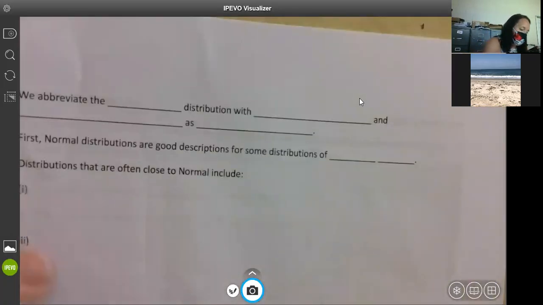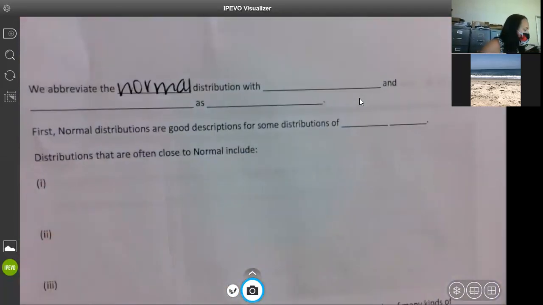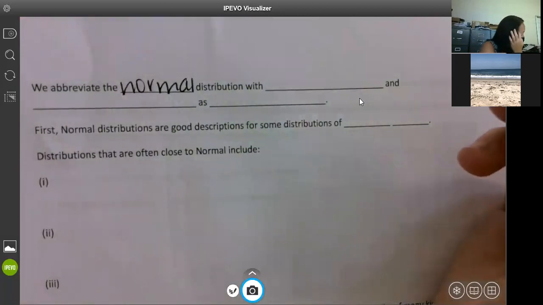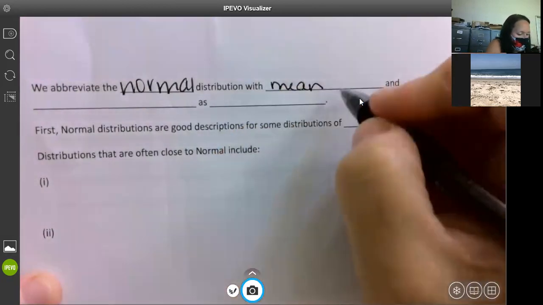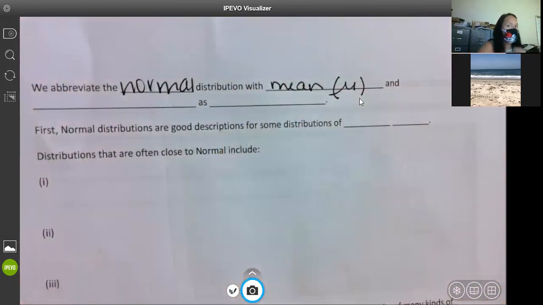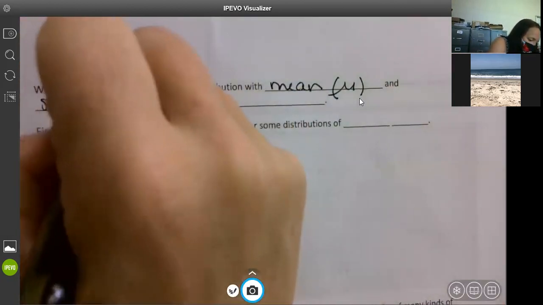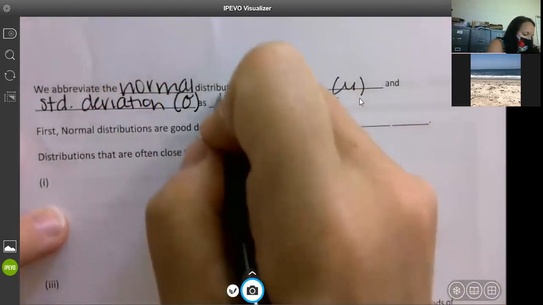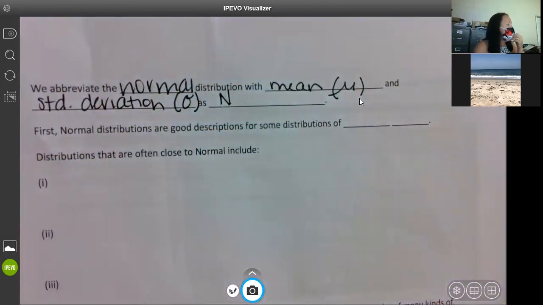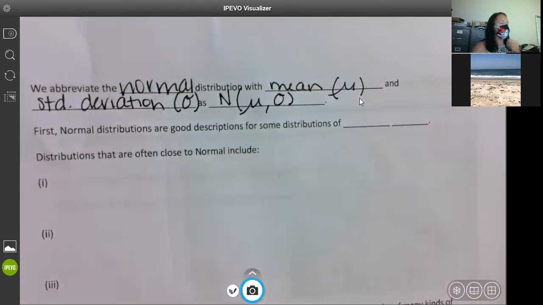All right. We abbreviate the normal distribution with mean, remember mean can also be mu, and standard deviation as N, which stands for normal, and it is a capital N, and like a coordinate: mean, comma, standard deviation.